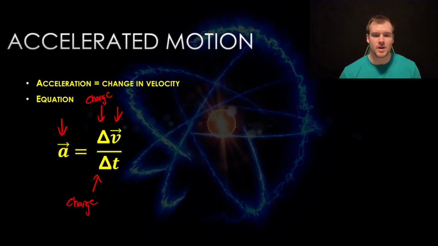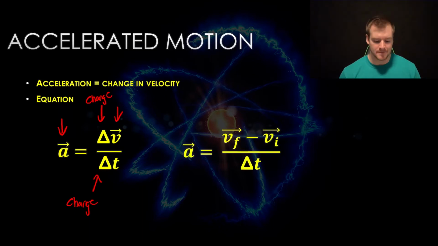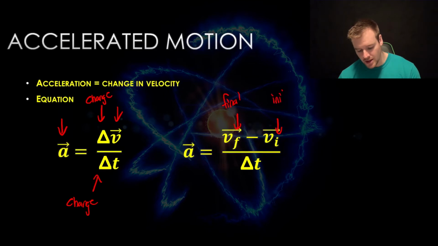Now, in previous equations, like the one that was v is equal to d over t, we just kept it that way. But if I'm looking at this change in velocity, we're actually going to rewrite it to this. This says vf minus vi. That f right there stands for final, and the i right here stands for initial.